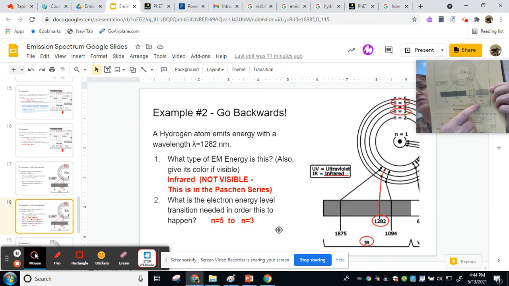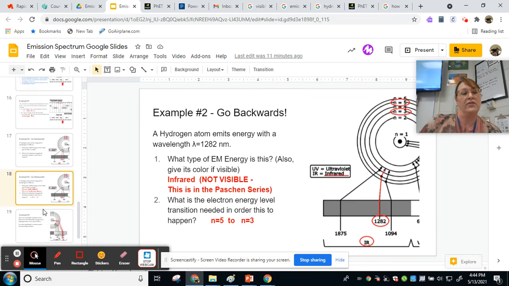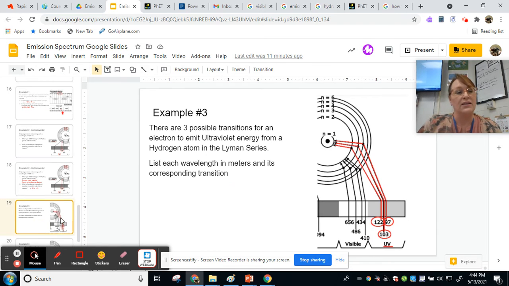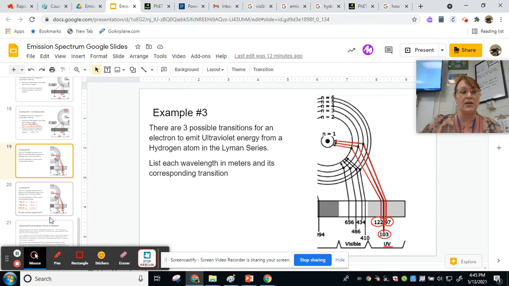And then the ultraviolet is called the Lyman series, and that's just named after the people that discovered them. Have to give them credit since they made amazing discoveries. Okay, last example. So let's look at the Lyman series. This is the ultraviolet series, and there are 3 lines, and we want to just list each wavelength and convert it to meters, and then give the corresponding transition that the electron has to make to create those spectral lines.